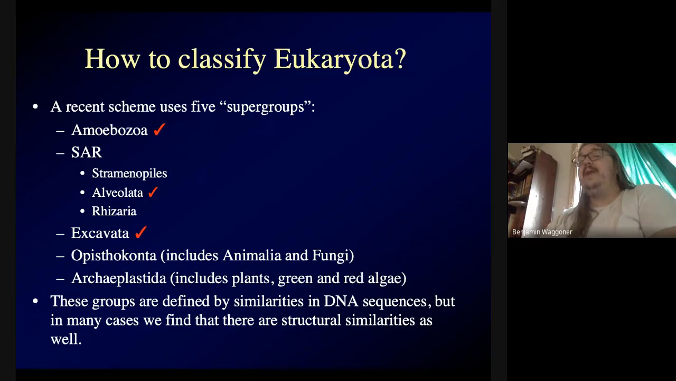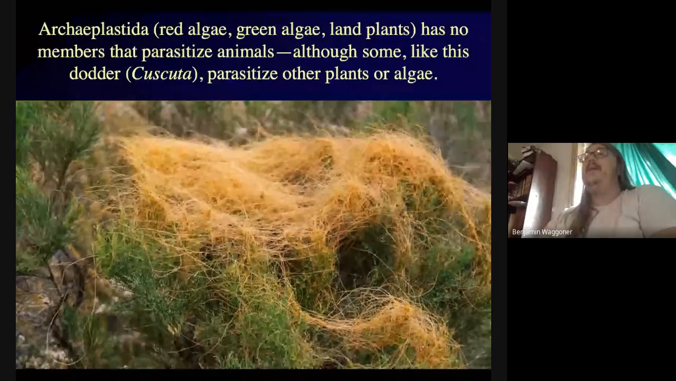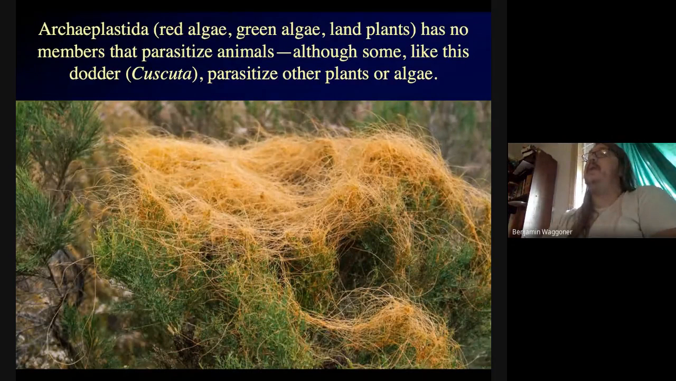So Archaeplastida we can get rid of fairly quickly. There are some plants that parasitize other plants. This is one that you can actually see in one of the fields around where I live. This is fairly common in Arkansas. This mass of yellow filaments is actually growing into the shoots of the host plant and parasitizing it, taking its water, taking its phloem, and eventually completely killing it. This is called dodder, genus Cuscuta. And it's one that you could see around here.